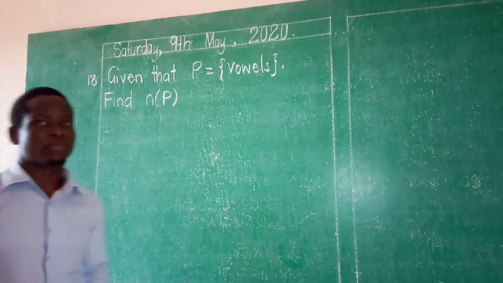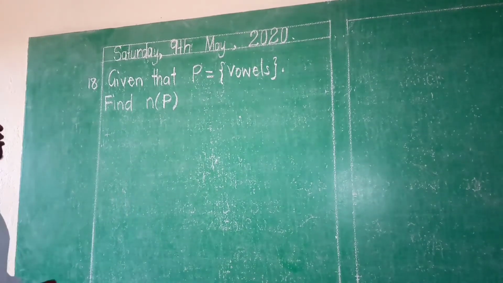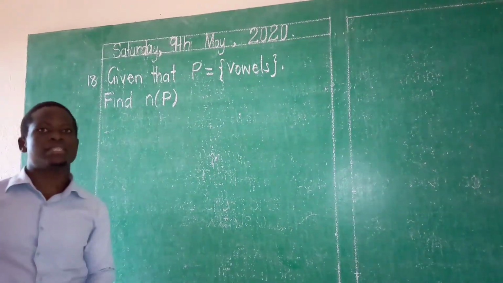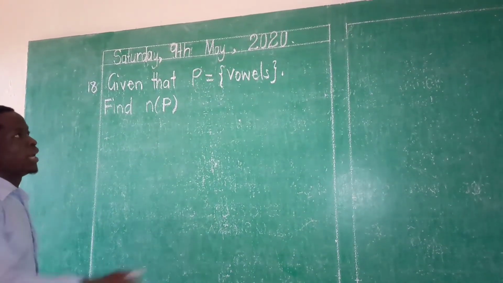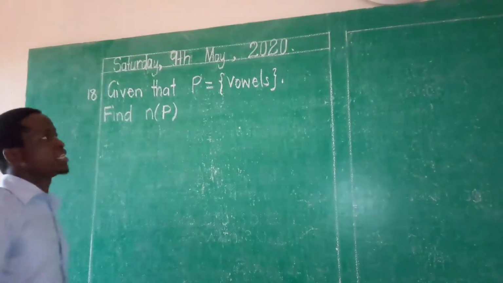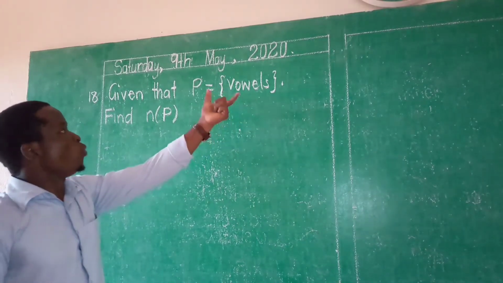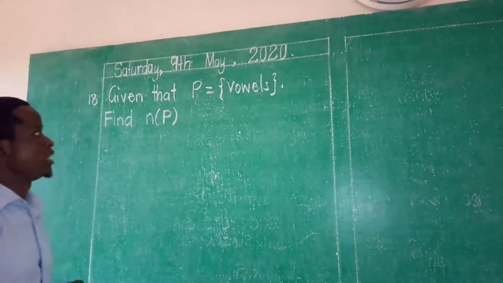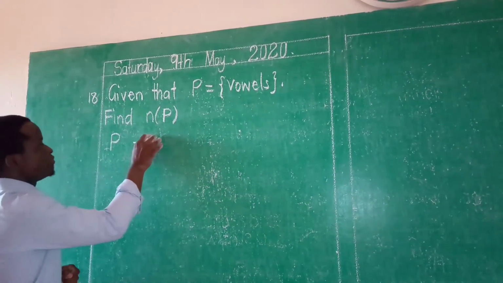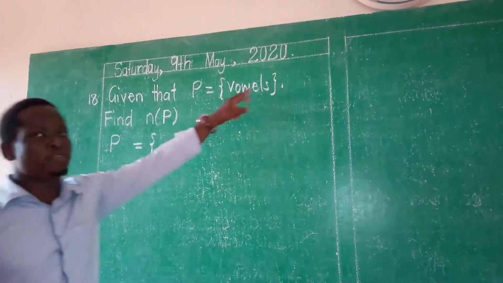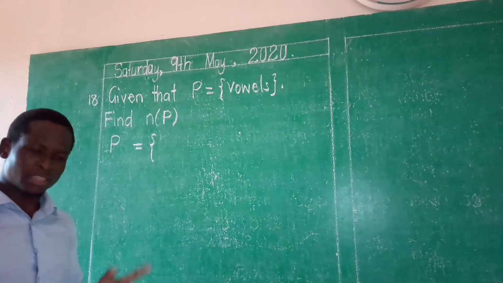Number 18 reads, given that P equals vowels, find the number of elements in set P. Now, the number of elements in set P are not the things you're seeing there. Inside set P, we have a descriptive word, a word describing what exactly are the members of set P. So step number 1 is to identify what has been described for you. It says vowels. I hope you remember them? I think even from nursery.